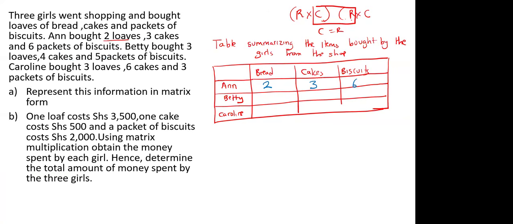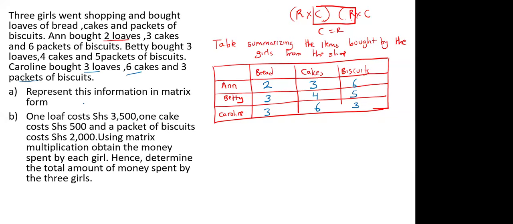After that, I go to another person, Betty. Bought 3 loaves here. 4 cakes. Under cakes, I put 4. Then biscuits, I put 5. Then I go to Caroline, who bought 3 loaves. Then I'll go here, loaves. Cakes were 6. I put here 6. And biscuits were 3. I put 3. At times, even in statements meant to confuse, they can interchange, because some of you cram, or you may just do things anyhow without looking through.